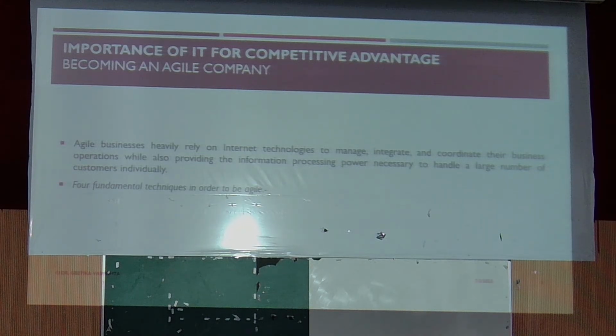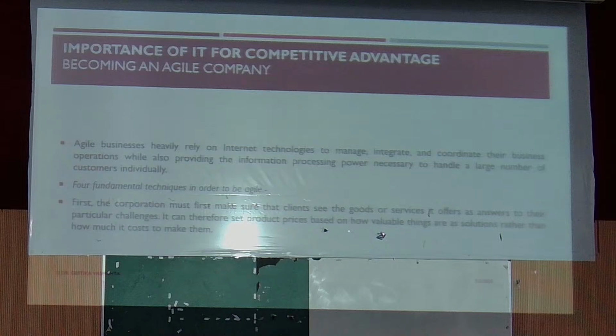Let's see what the four fundamental techniques are in order to be agile. First, the corporation must make sure that clients see the goods or services it offers as answers to their particular challenges. It can therefore set product prices based on how valuable they are as solutions rather than how much it costs to make them. What does it mean? Let's see the overall.